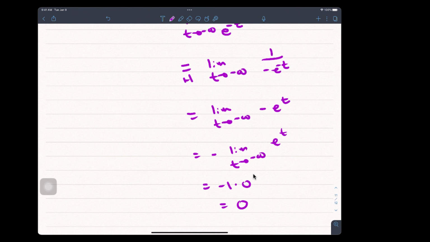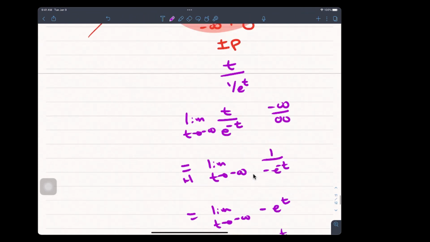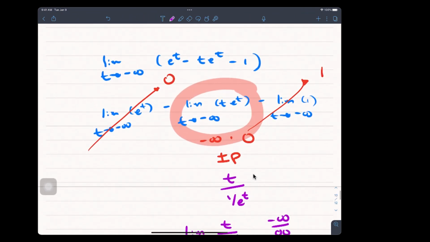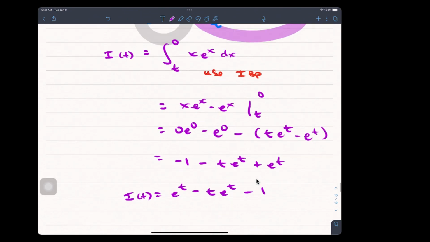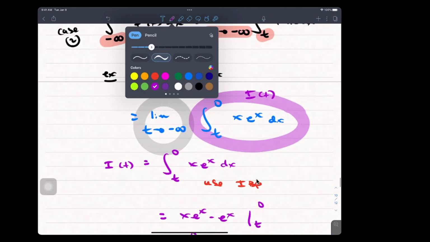So this portion is 0, too. So at the end of the day, what do you think this limit is going to be? Your first case 2. Does anybody know? What is that going to equal? This equals negative 1. Is that true?